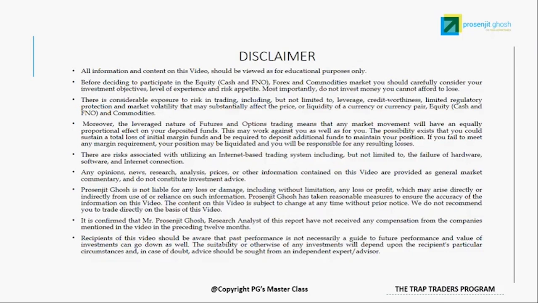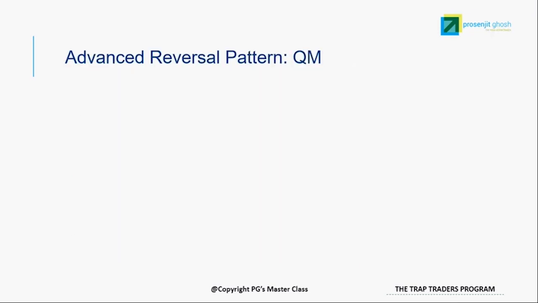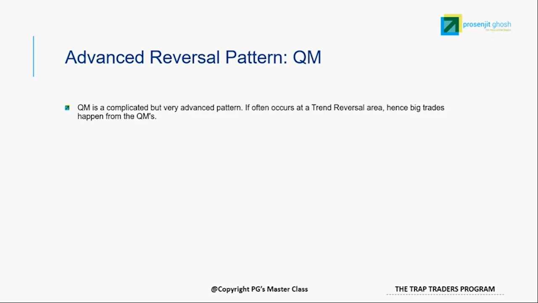Okay, so let us start today's discussion about advanced reversal pattern, which is otherwise known as QM or Quasimodo. QM is a complicated but very advanced pattern. It often occurs at a trend reversal area. Hence, big trades happen from the QMs. It's a very special pattern widely found in the chart.